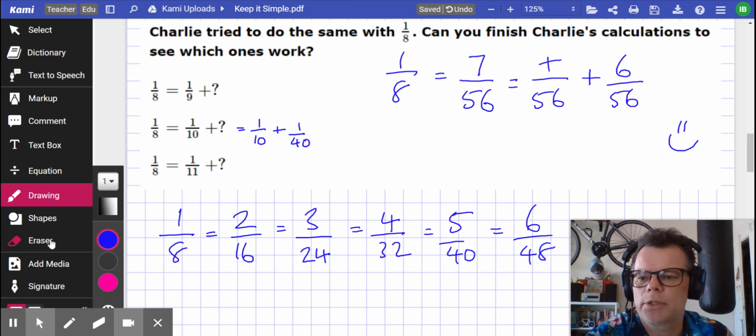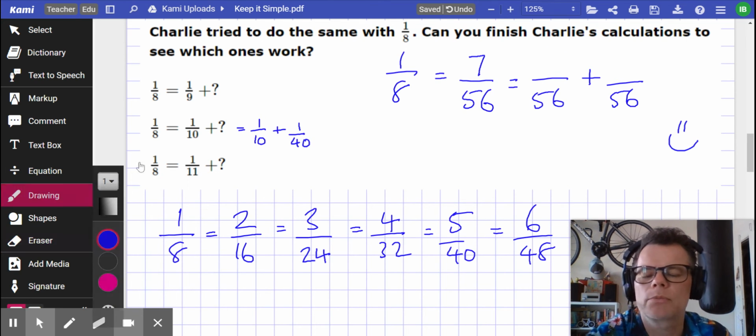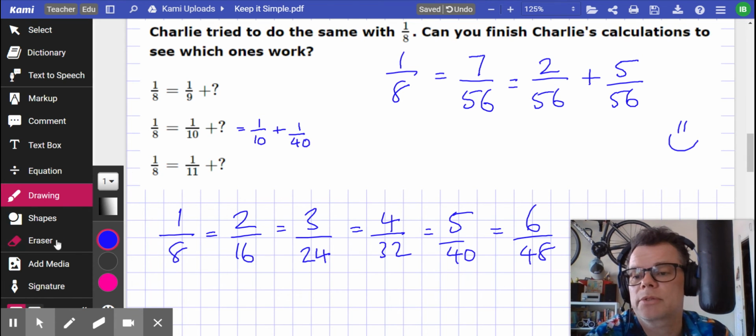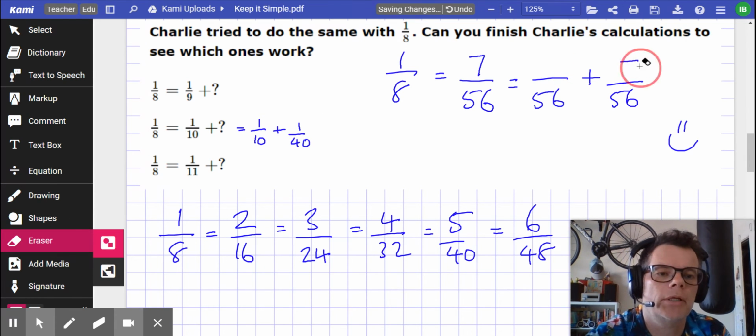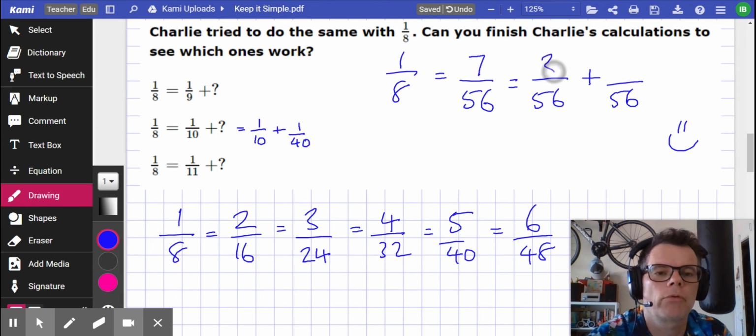What else could we do? Rather than do 1 and 6, we could do 2 and 5, but again, I can't make 5 over 56 a unit fraction. So I don't think that one's going to work. How about if we tried for 3 and 4? Can I make 3 over 56, 4 over 56? I could do that as a unit fraction, but 3 over 56, I don't think I can make a unit fraction. 56 is not a multiple of 3.